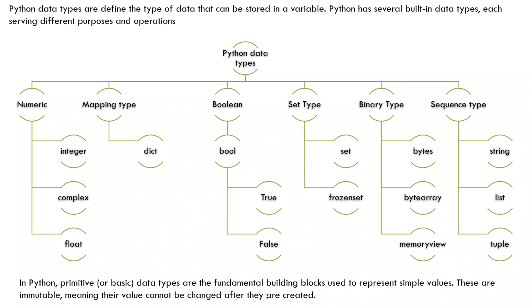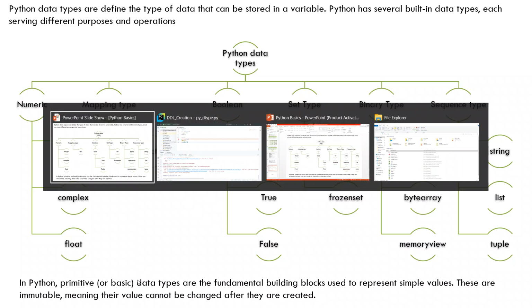Those are the fundamental building blocks used to represent simple values, and these are immutable. You cannot change the value. a is equal to 10 means 10 has some memory. If you then assign a is equal to 20, it overwrites it, makes it 20, and it has some other memory, or address.